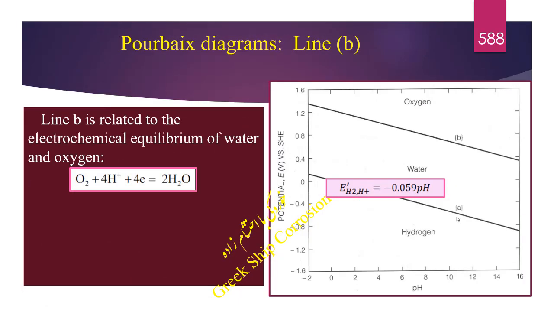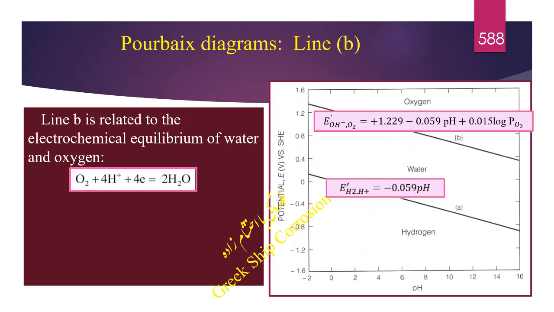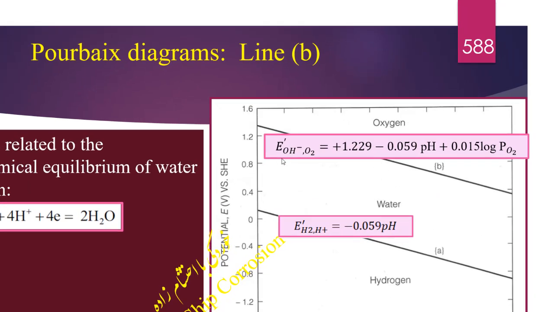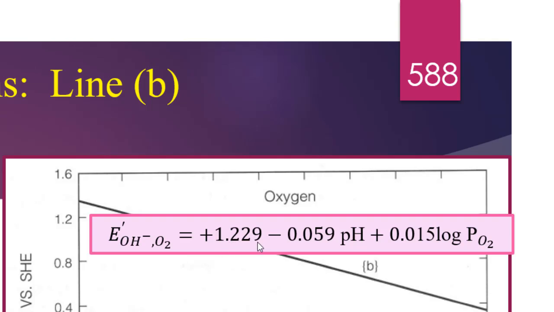Line B. Line B is related to the electrochemical equilibrium of water and oxygen. The equation is E' equals positive 1.229 minus 0.059 times pH plus 0.015 times the logarithm of oxygen pressure.